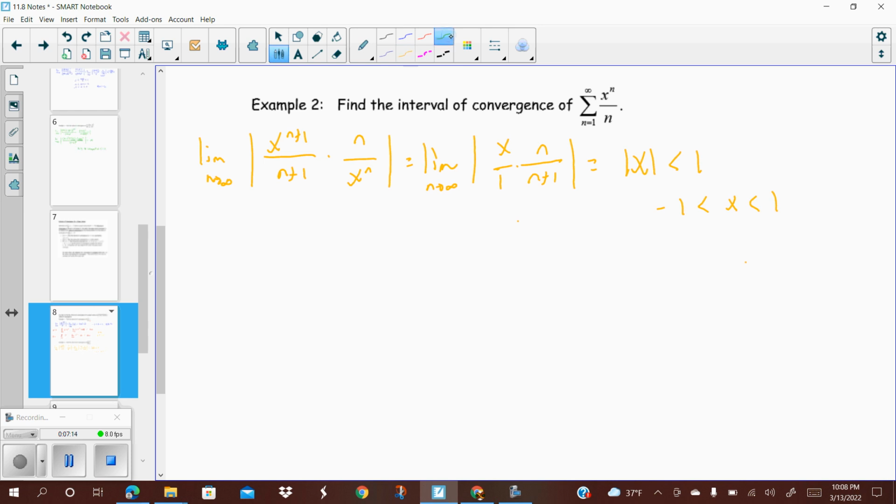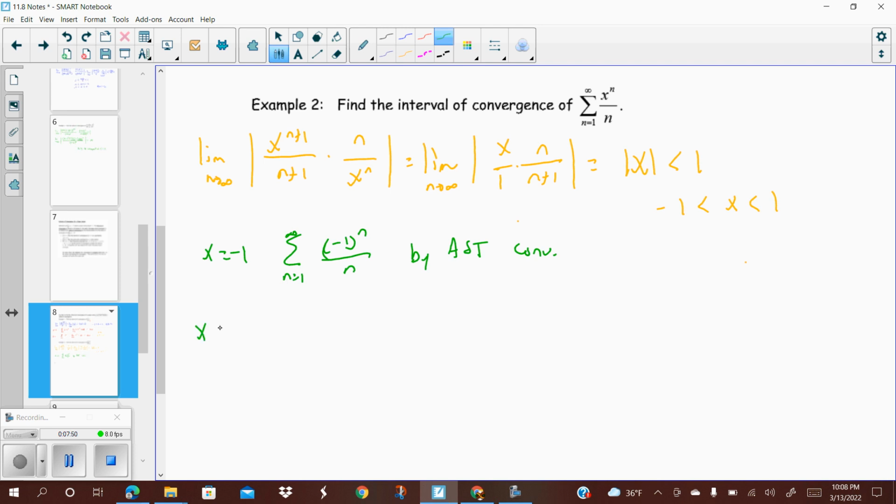So again, our endpoints, let's check the endpoints. When x is -1, the series now becomes the series n equals 1 to infinity of -1 to the n power over n. And hopefully what you can recognize, that is the alternating harmonic. So basically that is an alternating series. So by the alternating series test, it's the alternating harmonic. That series is convergent at -1.